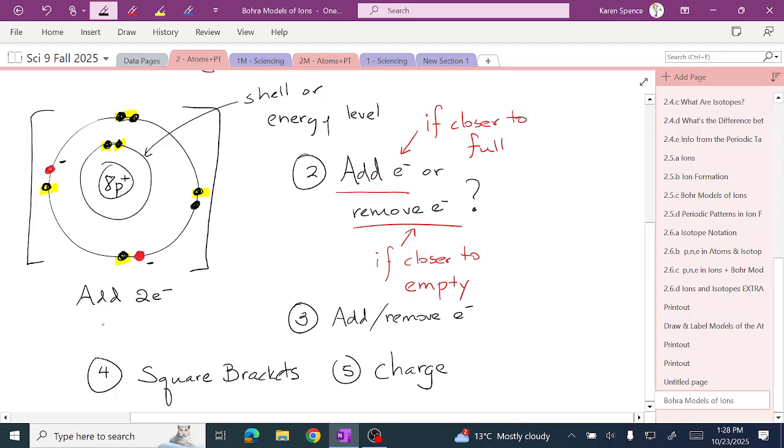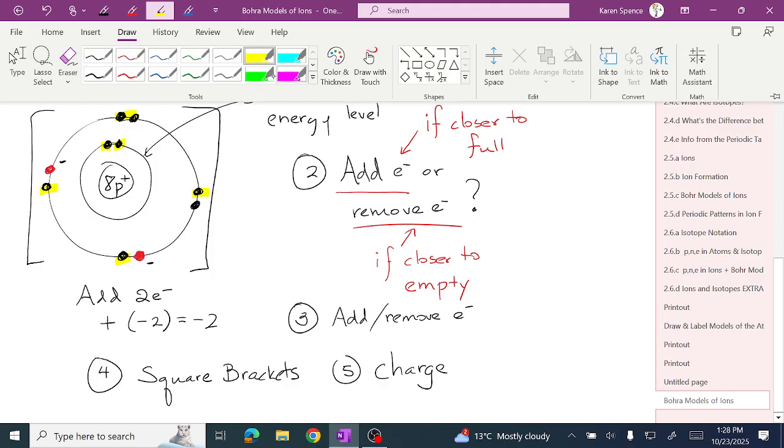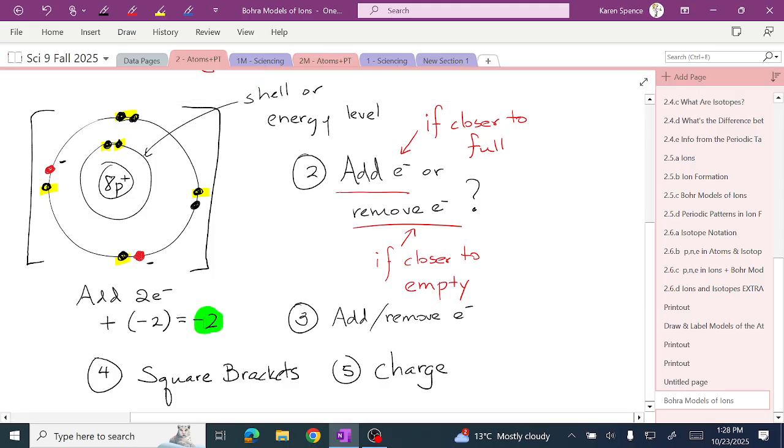If we are adding 2 electrons, that means we're adding -2. Yeah? If we add -2, our charge is going to be -2. Or you can write 2 minus if you prefer.